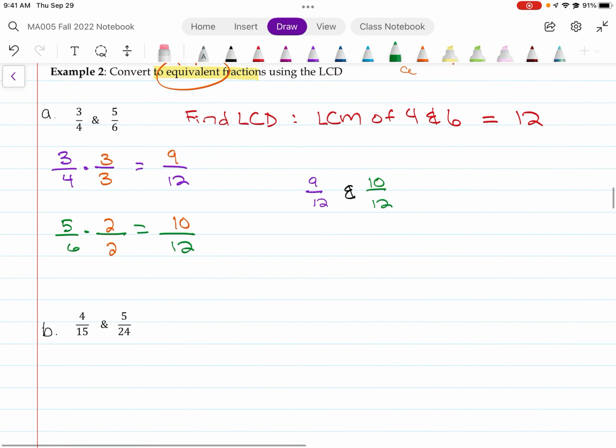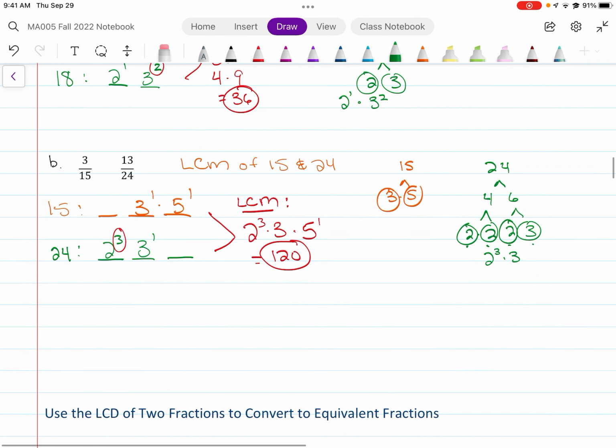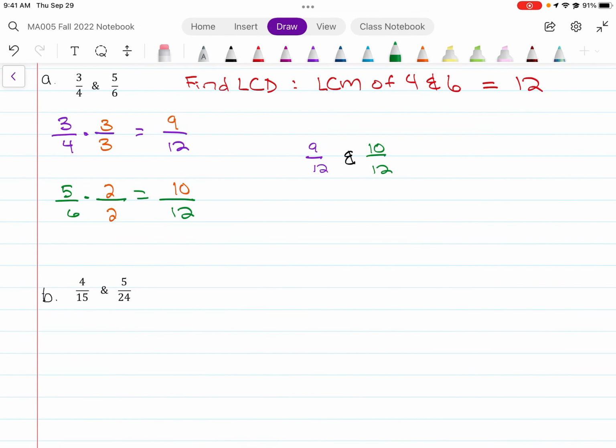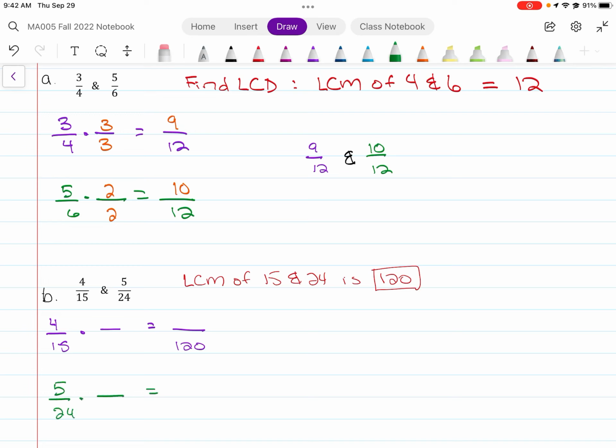All right, so let's try that again. We already did 15 and 24 right up here, so we know the common denominator is 120, so we'll save time on that one. So it's 120, so go ahead and try doing this one. All right, so the least common multiple of 15 and 24 is 120. Okay, so we need them both to be 120. All right, so let's start with the first one, 4 over 15 times what equals something over 120, and 5 over 24 times something equals something over 120. Okay, so pause the video and work that out.